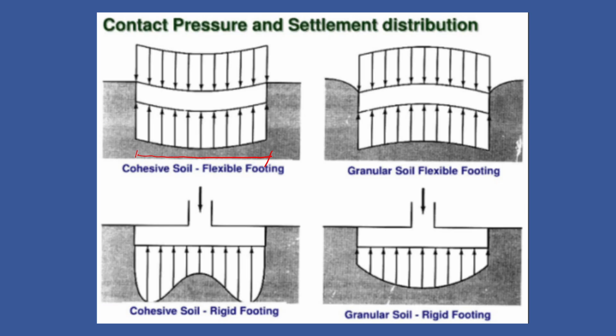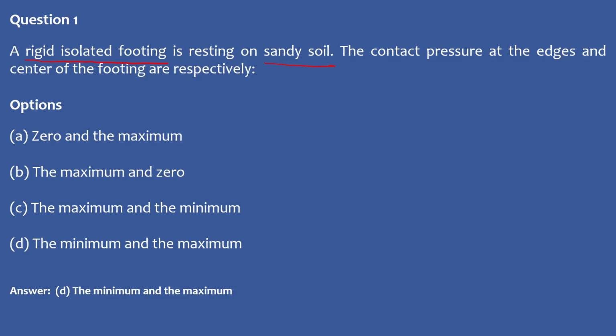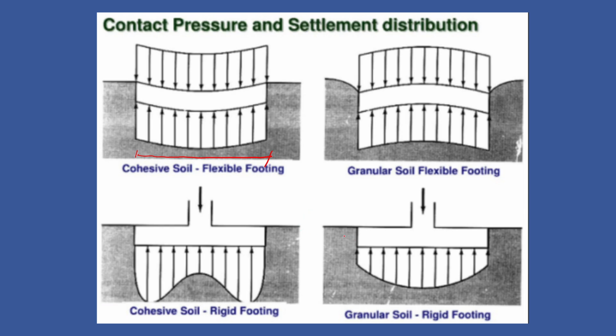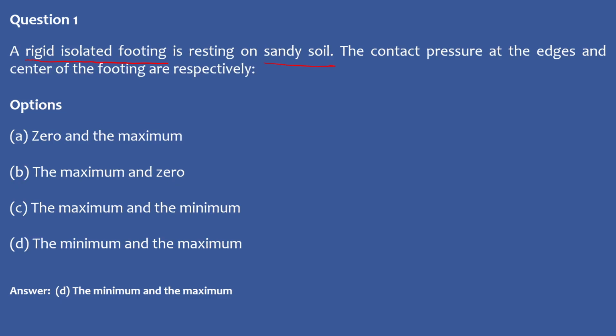So the correct answer is the minimum and the maximum. It is a case of sandy soil and you have a rigid isolated footing. So it is a minimum at the edges and a maximum at the center of the footing. So the correct answer is D.